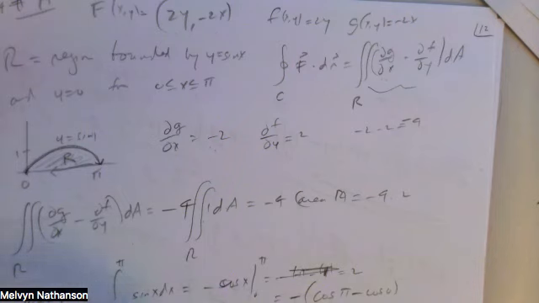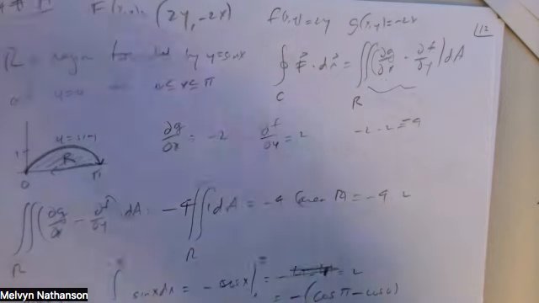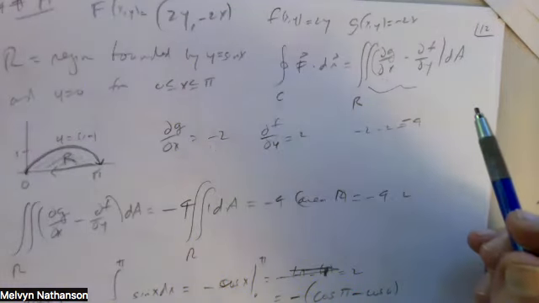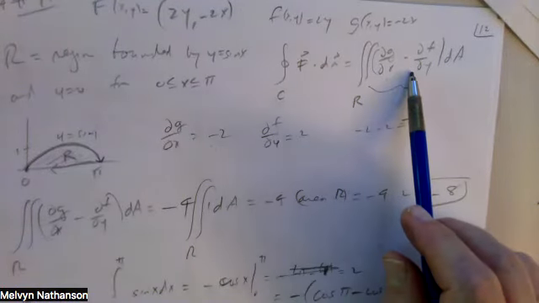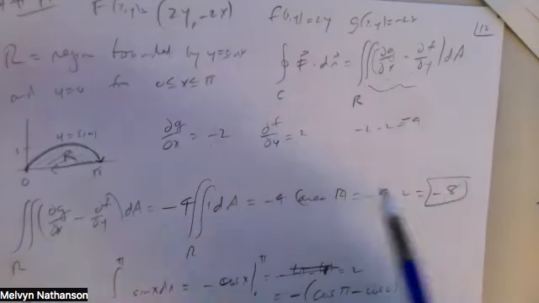And so we integrate sine x from 0 to pi. That's minus cosine x, which is equal to 2. So minus 4 times 2 is minus 8. Okay, has to be right. So if I evaluate the right-hand side of Green's theorem, I get minus 8.